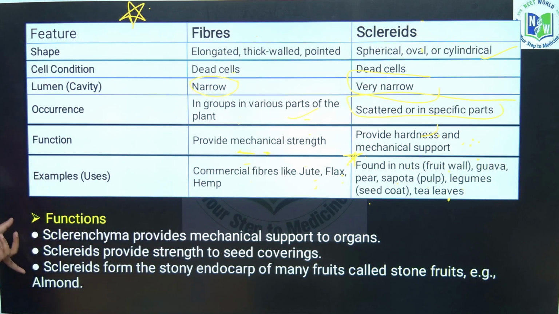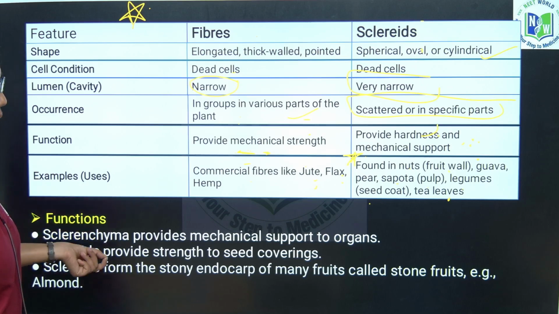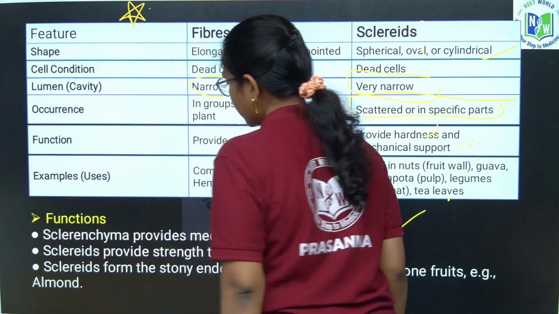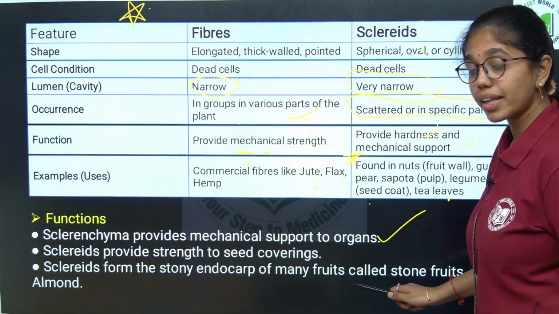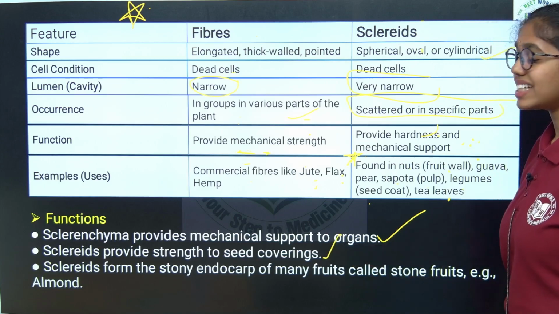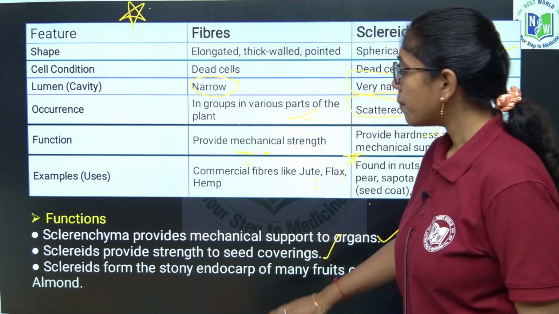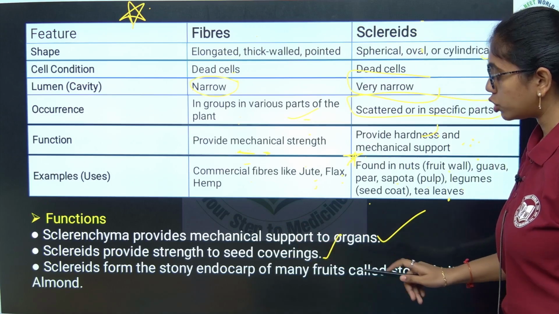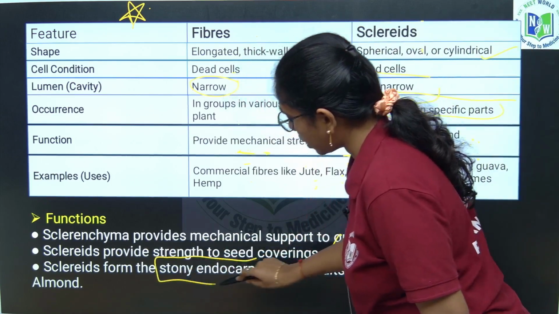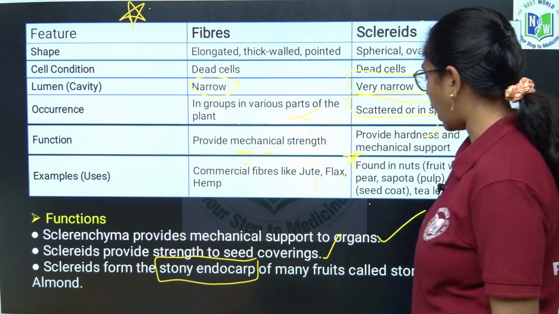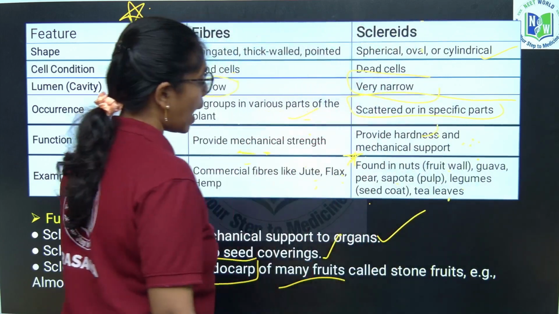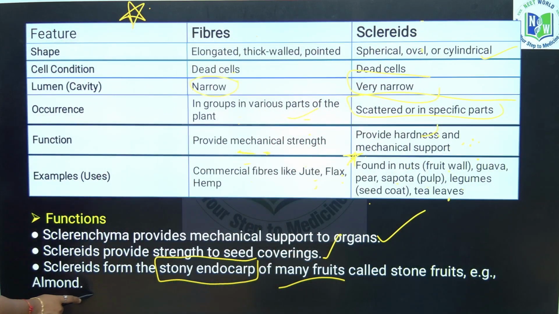Next, coming to the functions. Sclerenchyma provides mechanical support to the organs, and sclerids provide strength to the seed coverings. Next, sclerids form the stony endocarp of many fruits and stone fruits, for example almond.